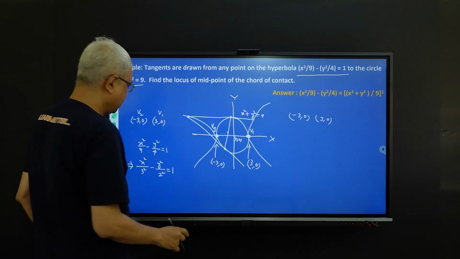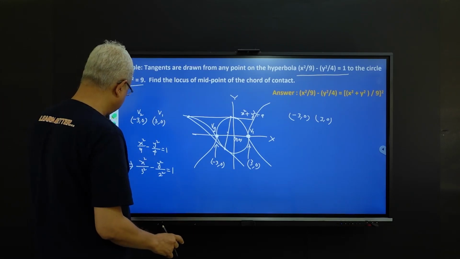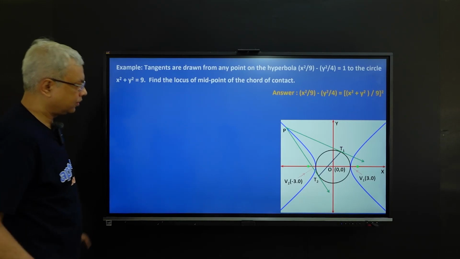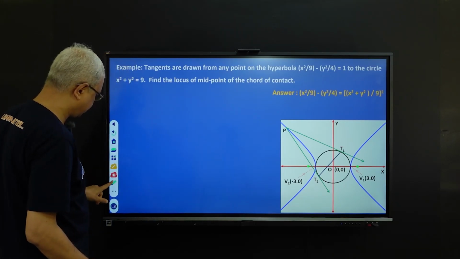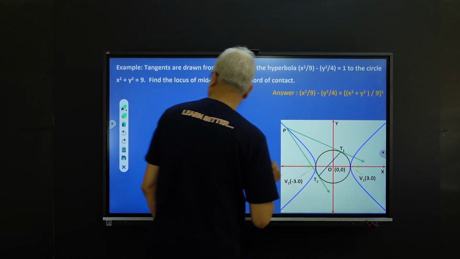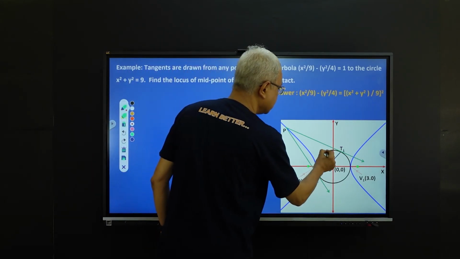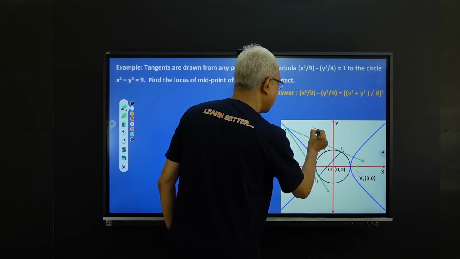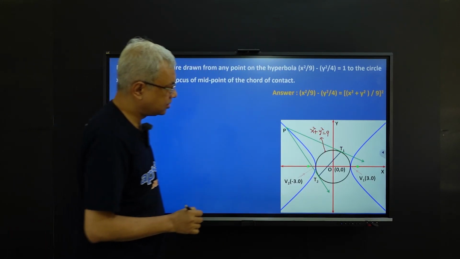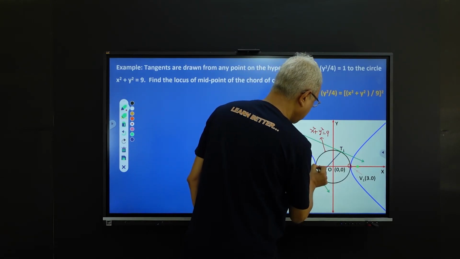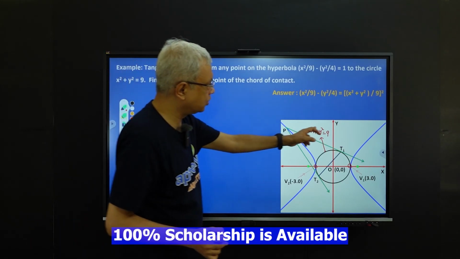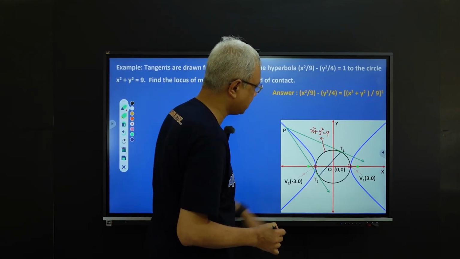So let us see this diagram in a better way. See, this is the diagram. So this is the circle. This circle's equation is actually x square plus y square equal to 9. That means radius is 3. And this circle passes through 3, 0 and minus 3, 0, because 3, 0 satisfies this equation, minus 3, 0 also satisfies this equation.